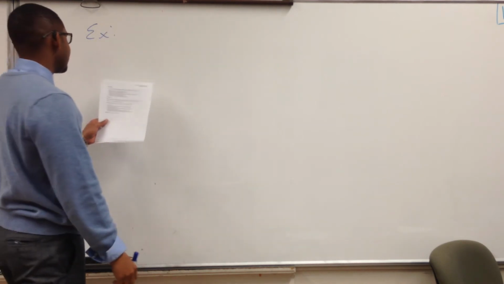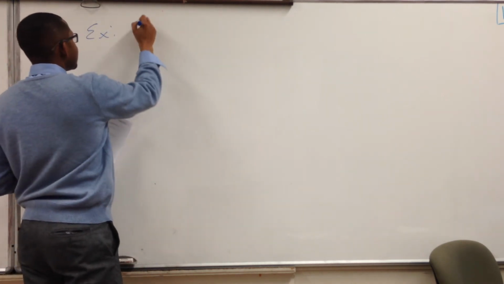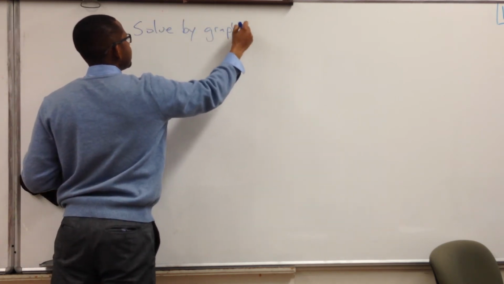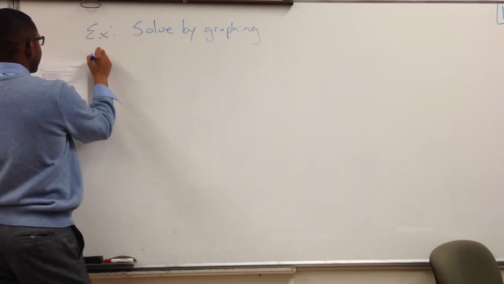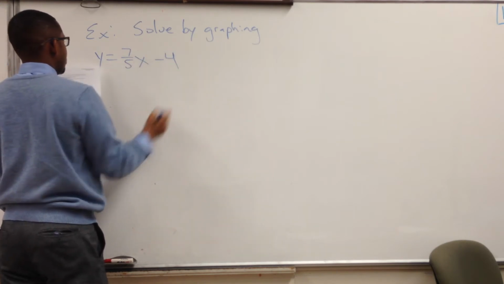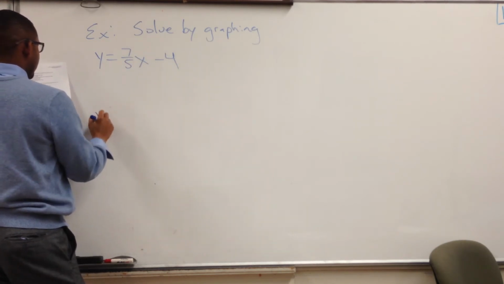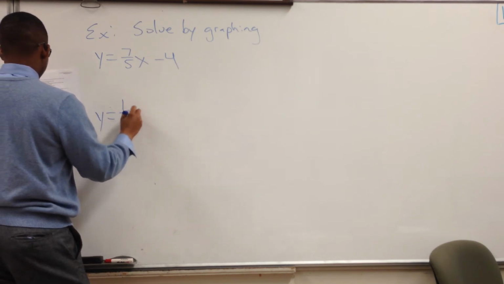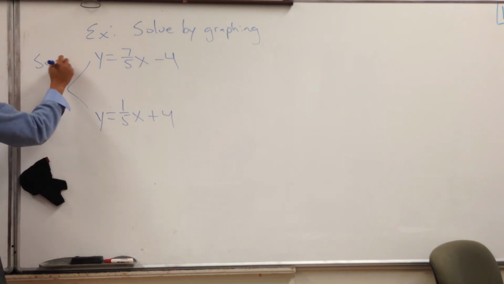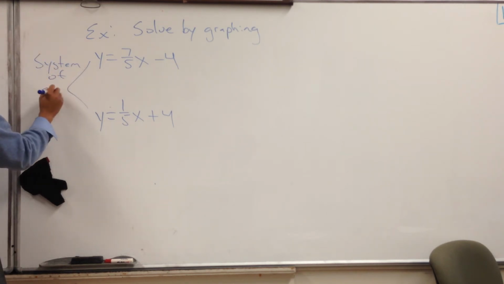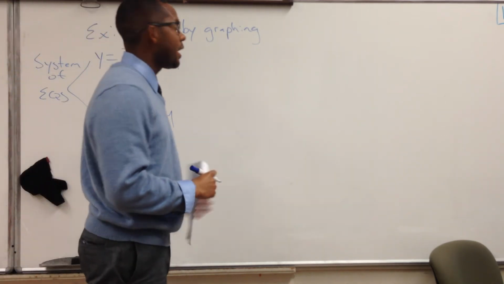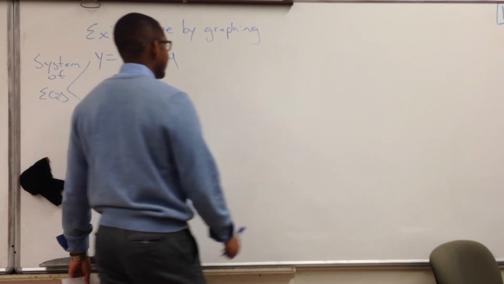So, this first one says, here's your system. And it's going to say solve by graphing. And it says y equals 7 over 5x minus 4, and y equals 1/5 x plus 4. These two lines are a system of equations. This is two different lines. And now you're going to figure them out by graphing.